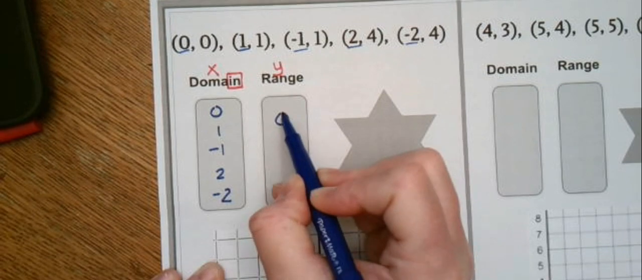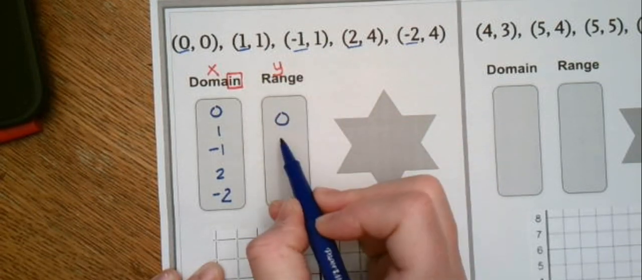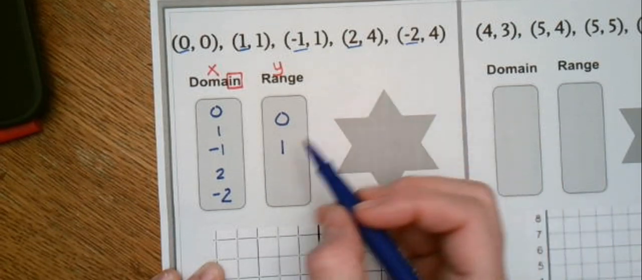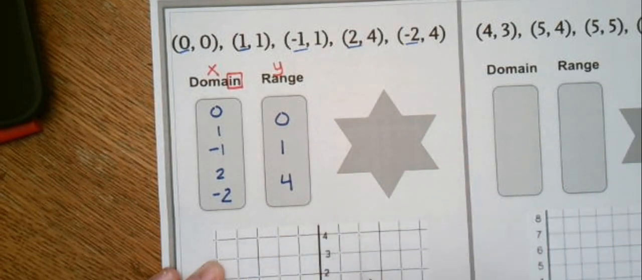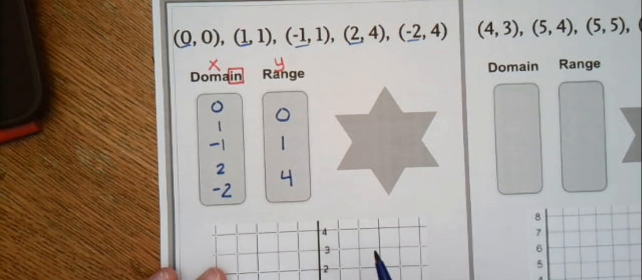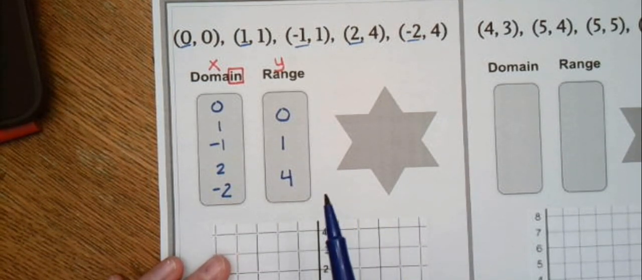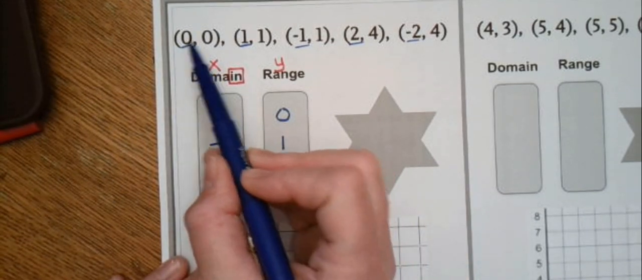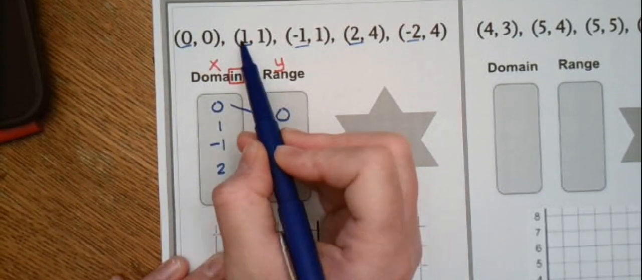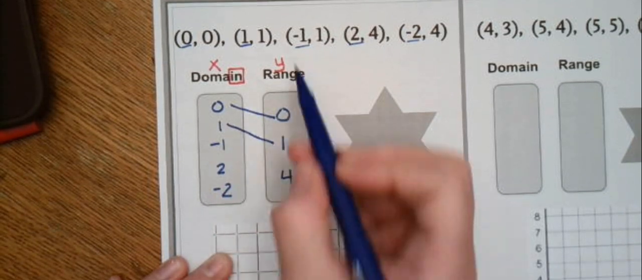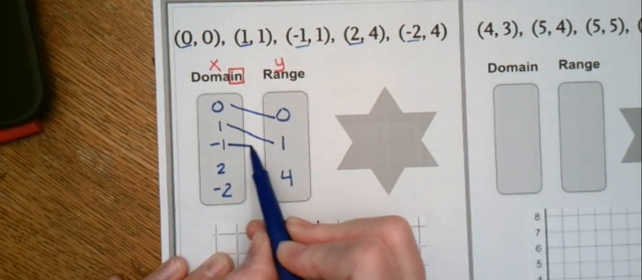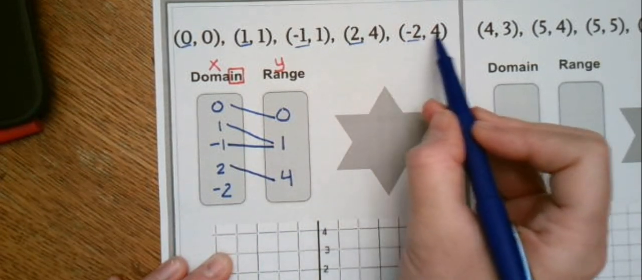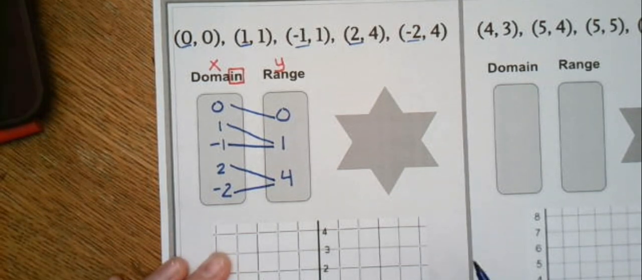And I'm not going to repeat anything. So I'm going to write the 0. The 1 appears twice. I'll write it once in the mapping diagram. And the 4 appears twice, but I'm going to write it only once in the mapping diagram. I'm not going to repeat anything in the mapping diagram. Then I'm just going to simply connect the x to the y's for each of the ordered pairs. So 0, 0, 0 connects to 0. 1, 1, 1 connects to 1. -1, 1, -1 connects to 1. 2, 4, 2 connects to 4. And -2, 4. -2 also connects to 4.